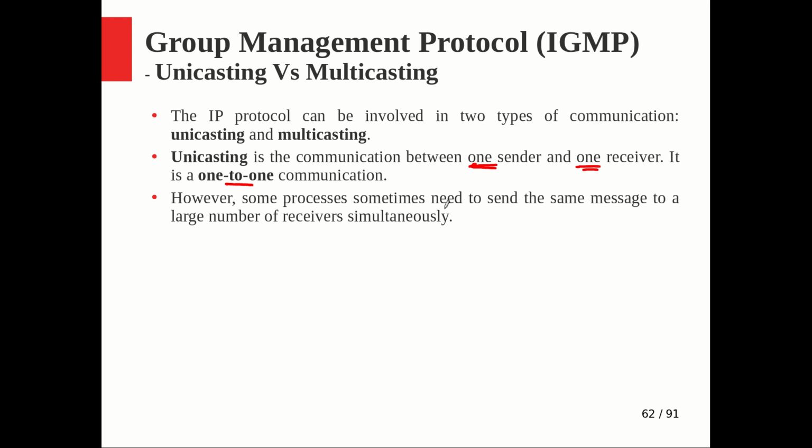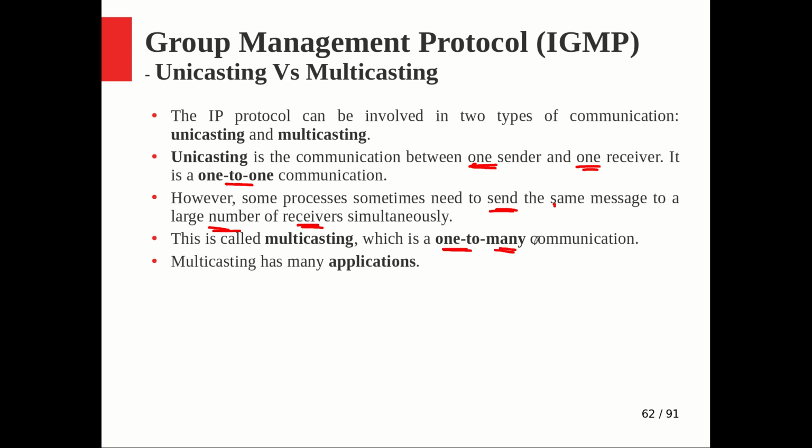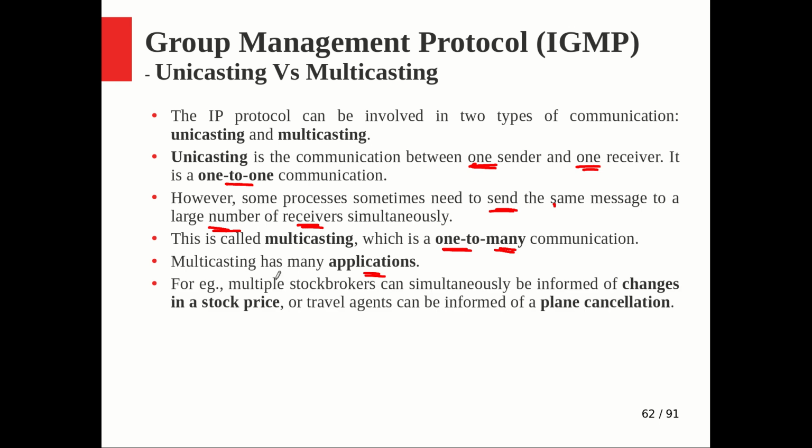However, sometimes a process needs to send the same message to a large number of receivers. So the receivers are many, whereas the sender is a single one. This is called multicasting, that is one-to-many communication. Multicasting has many applications. For example, multiple stockholders can simultaneously be informed of changes in stock price. Whenever there is any fluctuation in the stock, that could be informed to the stockholders. The same information is being sent, so you can make use of multicasting.